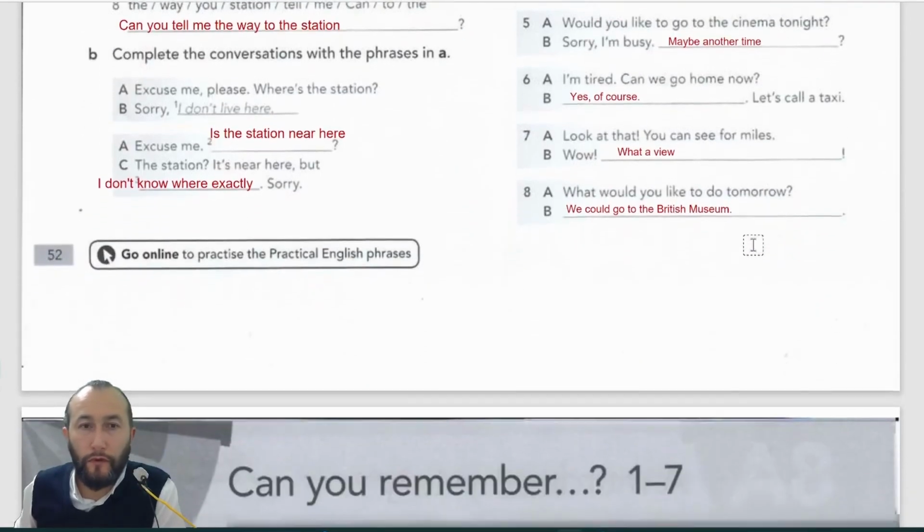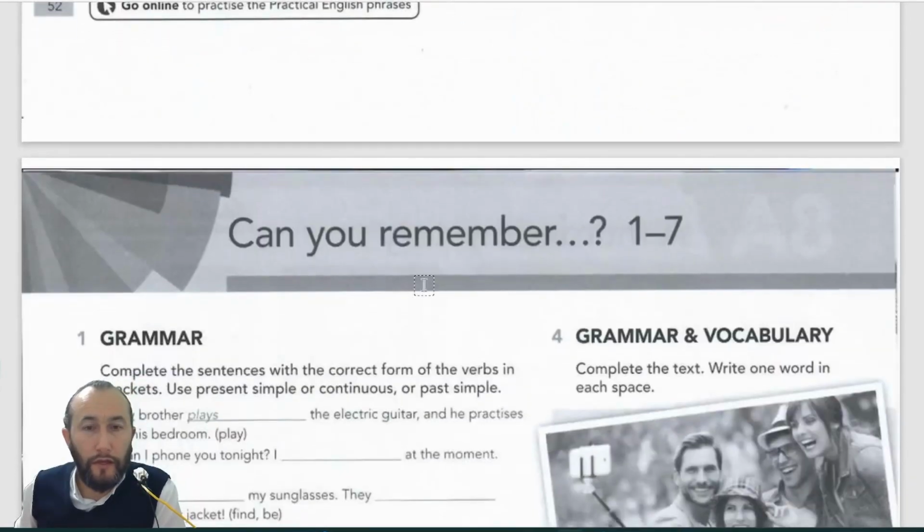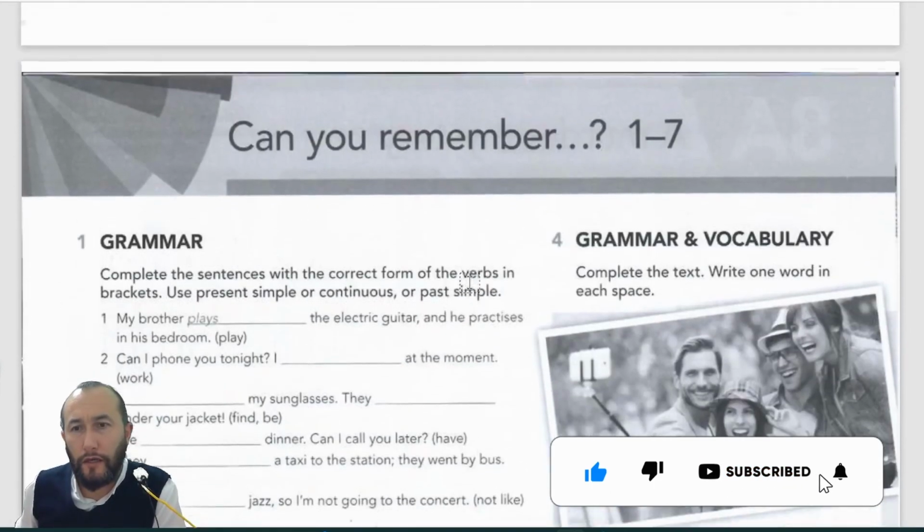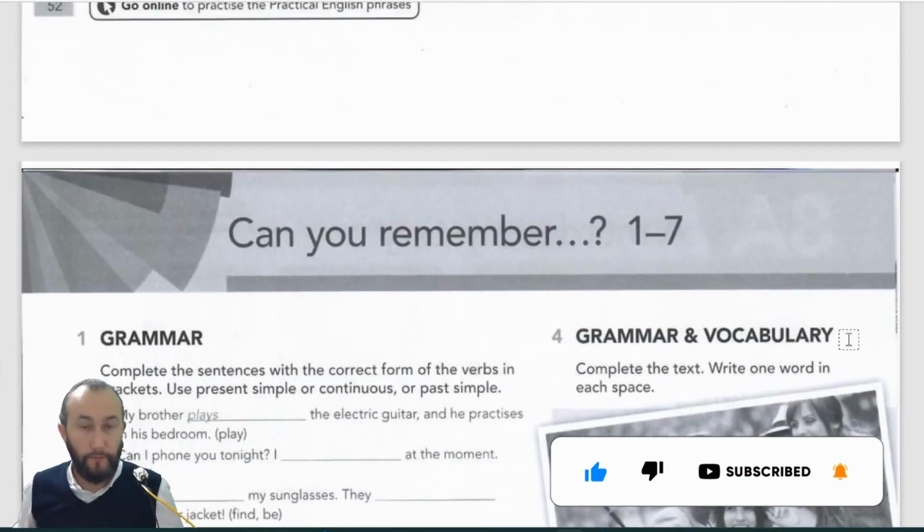We've done it. Page 52 is done. The next one is Can You Remember? That's a revision page from Unit 1 till 7. That's a very important page, and we're going to do it in the next video, guys. All right. Thank you.